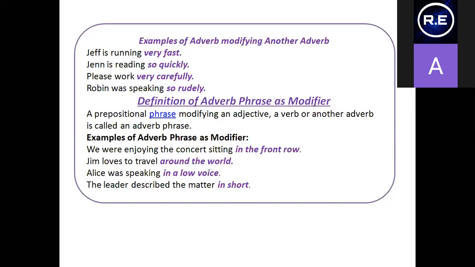In the front row came to describe what? The first word you said. We were enjoying the concert sitting in the front row. Let's skip this one. Let's go to the next one. Jim loves to travel around the world. Around the world came to describe what? To describe Jim or to describe his love or to describe the travel? That's it. His love.